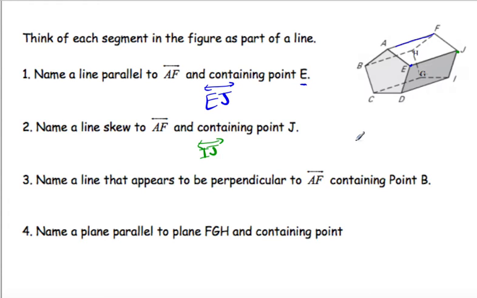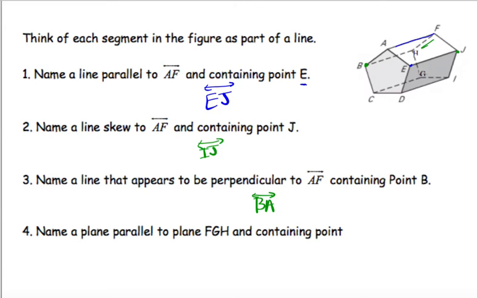Name a line that appears to be perpendicular to AF containing the point B. So there's AF there, here's point B. These appear to be rectangles around the sides here, so I'm going to go with BA to be perpendicular there, because where they are meeting, I believe it would be a right angle, kind of like this looks like a right angle.